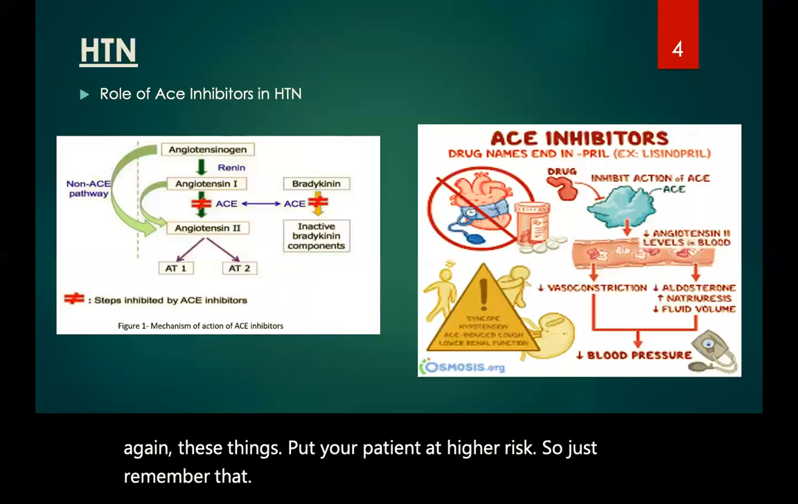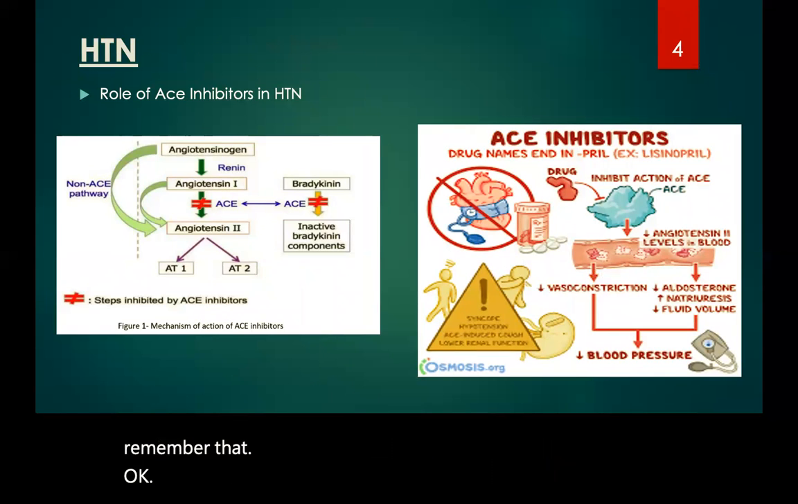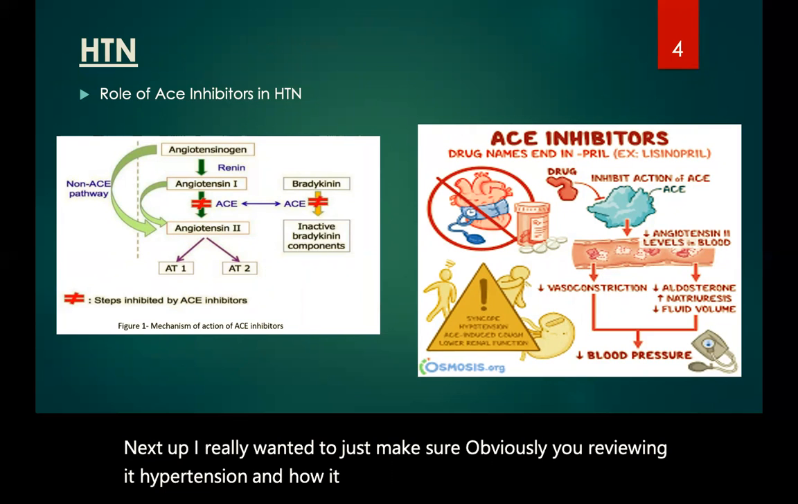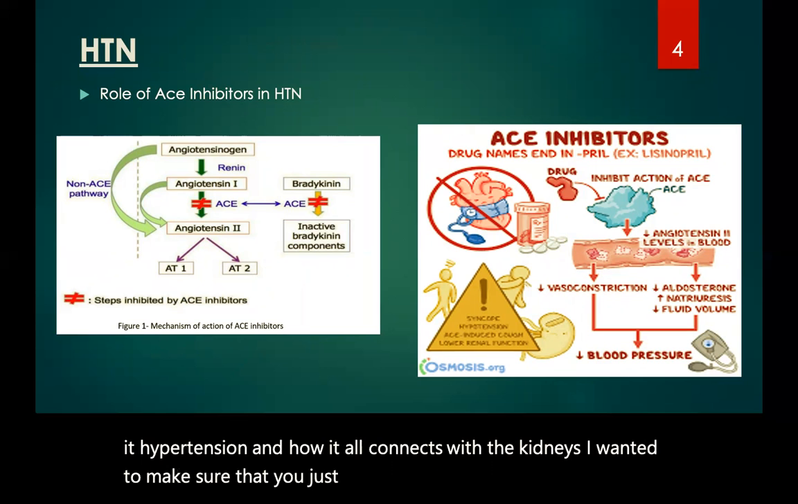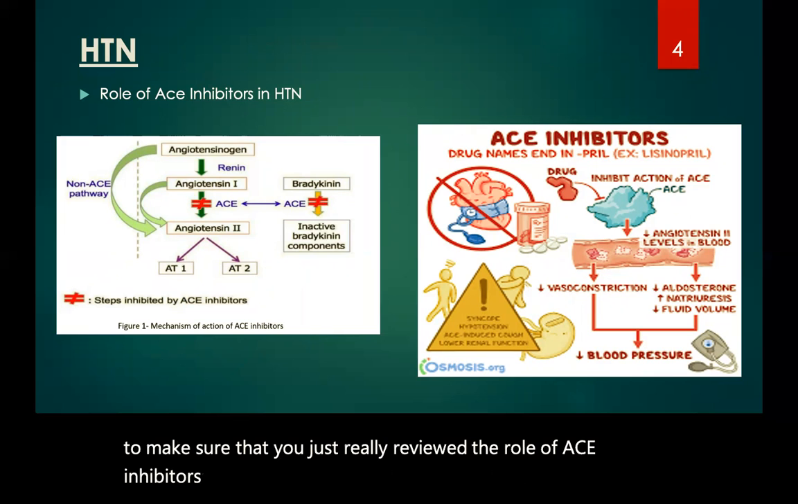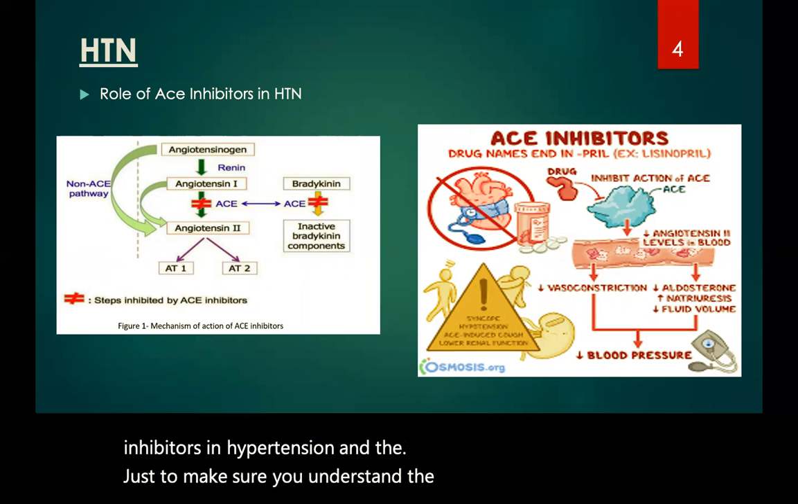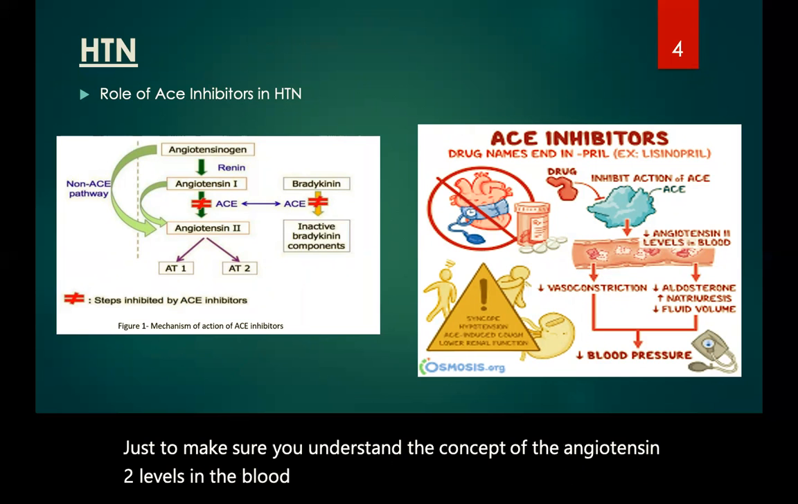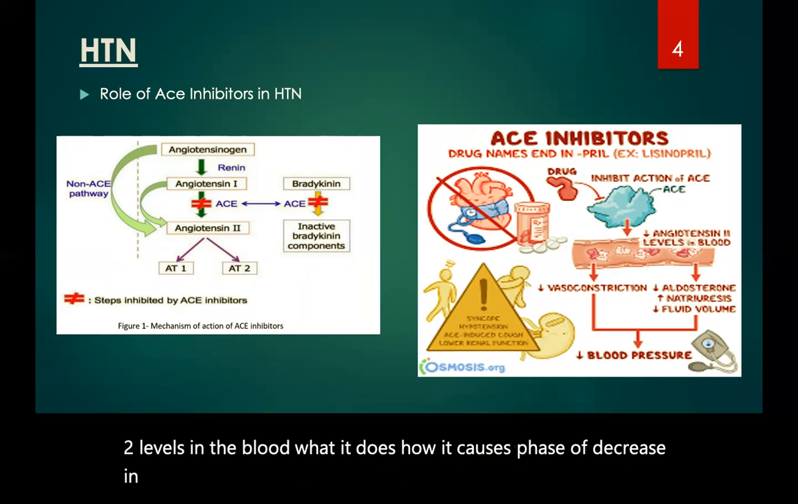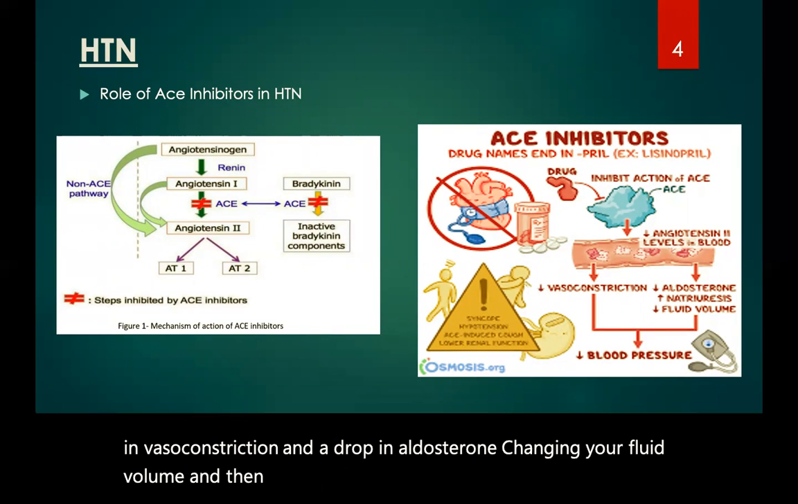Okay. Next, I really wanted to make sure you're reviewing hypertension and how it all connects with the kidneys. Review the role of ACE inhibitors in hypertension, and make sure you understand the concept of angiotensin II levels in the blood, what it does, how inhibiting it causes a decrease in vasoconstriction, a drop in aldosterone, a change in your fluid volume, and then of course a drop in the blood pressure.